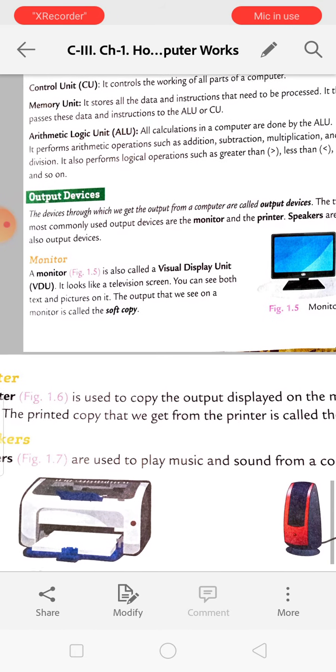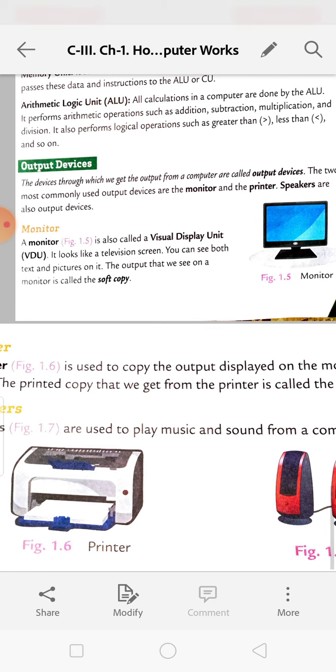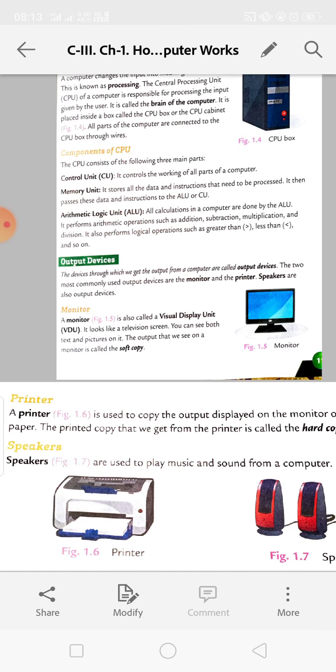Monitor. A monitor is also called visual display unit, VDU. What is the full form of VDU? Visual display unit. The monitor is called VDU. It looks like a television screen. You can see both text and pictures on it. The output that we see on a monitor is called the soft copy.